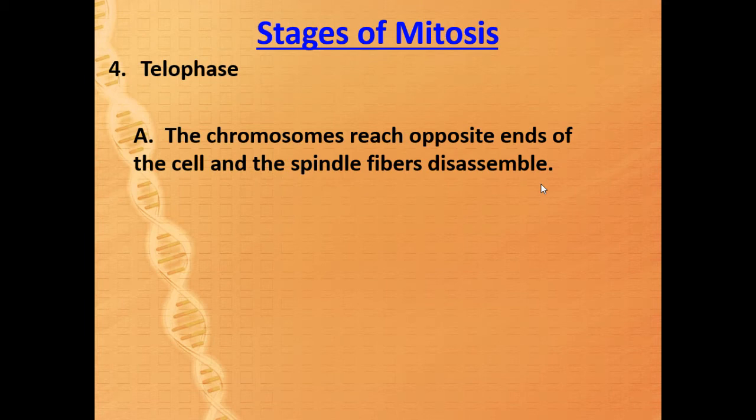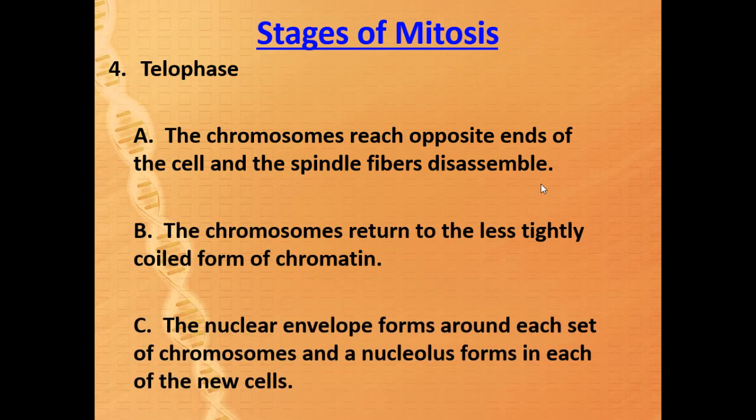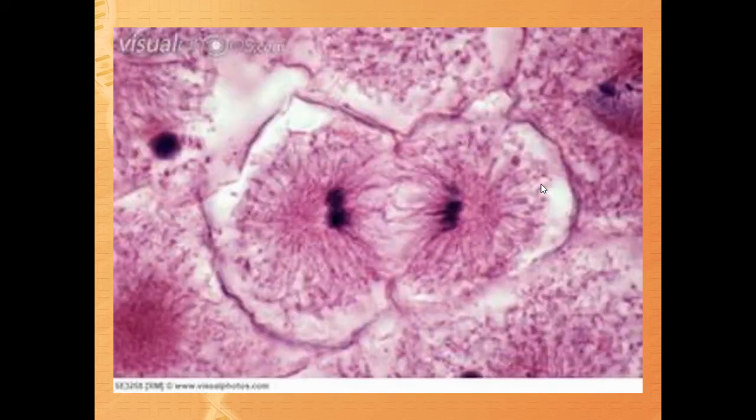Telophase. Final stage of mitosis. The chromosomes reach opposite ends of the cell. The spindle fibers disassemble. The chromosome is going to return to a less tightly coiled form of chromatin, and the nuclear envelope forms around each set of chromosomes. The nucleolus is going to form in each of the new cells.